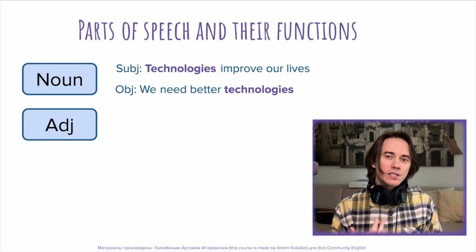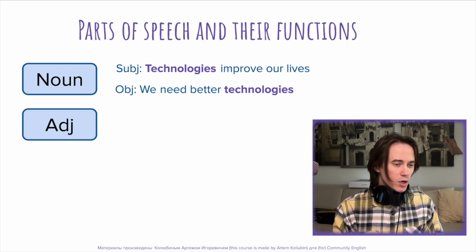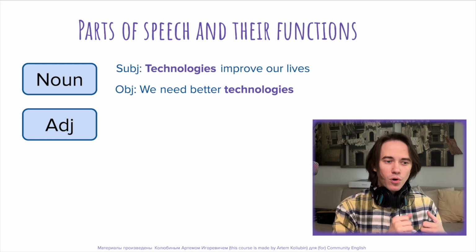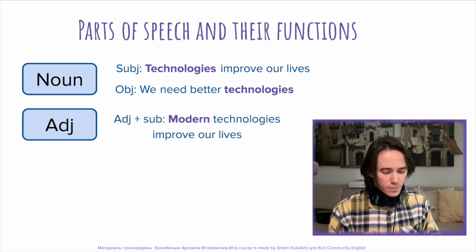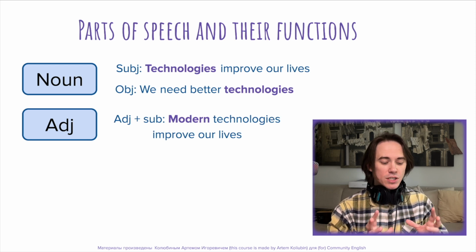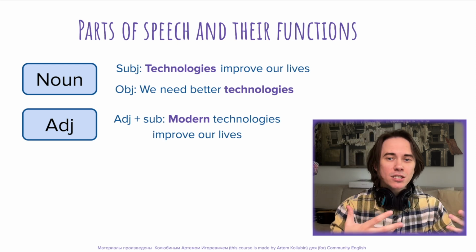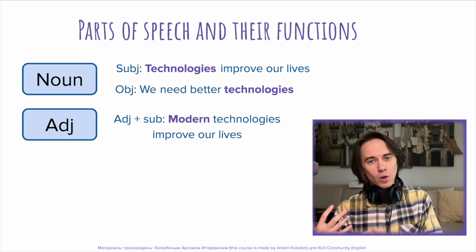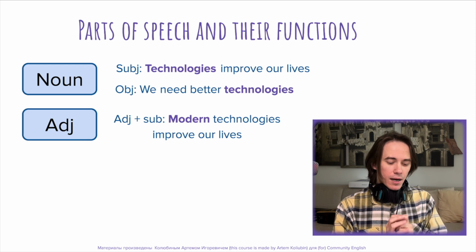If we talk about adjectives, and that's the focus of today's session, these are words which answer the question which, like nice: which boy, nice boy; or orange: which car, orange car. We usually use an adjective together with the subject. We use an adjective before the subject, which is usually a noun, to tell more information about it. So we can say modern technologies improve our lives. Here, modern is part of the subject, and it's an adjective.